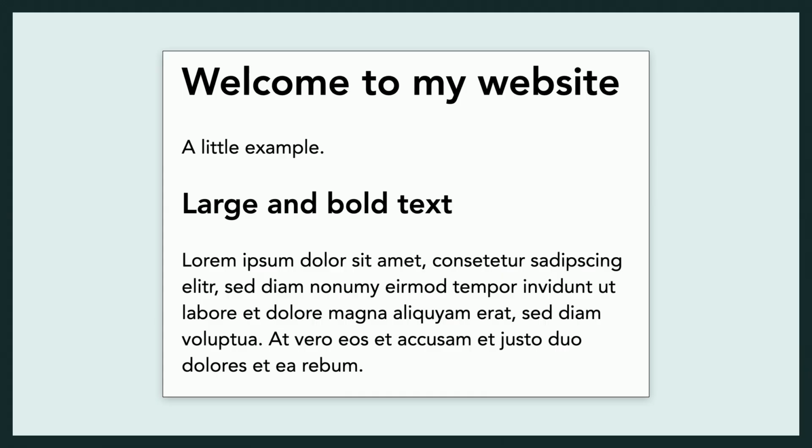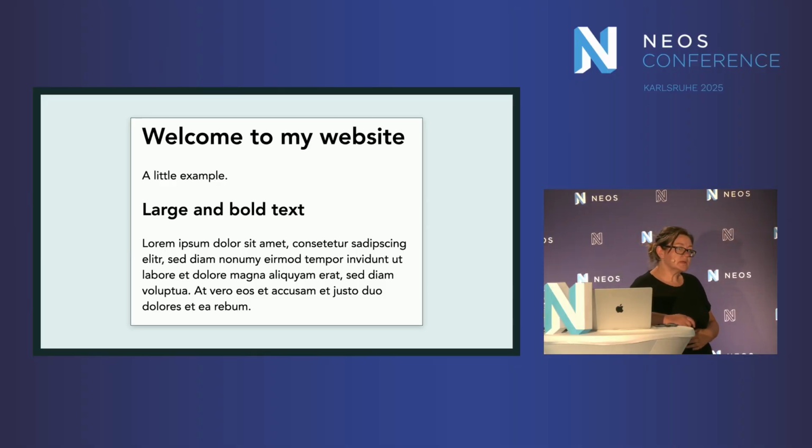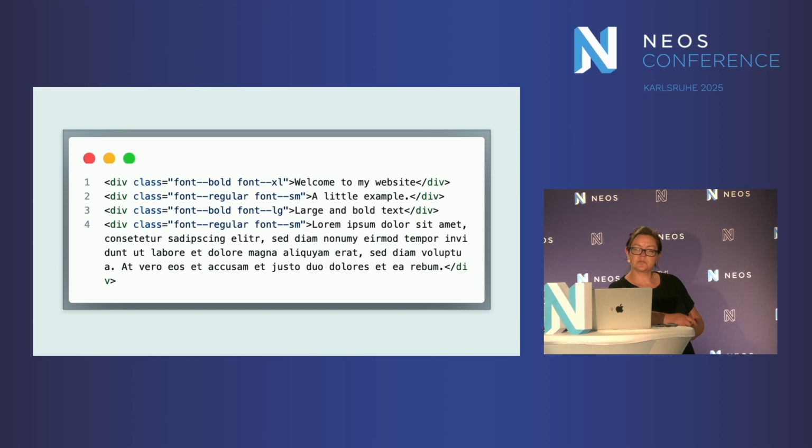Consider this a screenshot. It has in large bold letters, "Welcome to my website," followed by small text, again followed by large and bold text, and more small text, which is a little longer. Now, what could be HTML for this website content? A div with class font bold, font XL, followed by a div font regular, font small, followed by another div with font bold, font large, and so on.